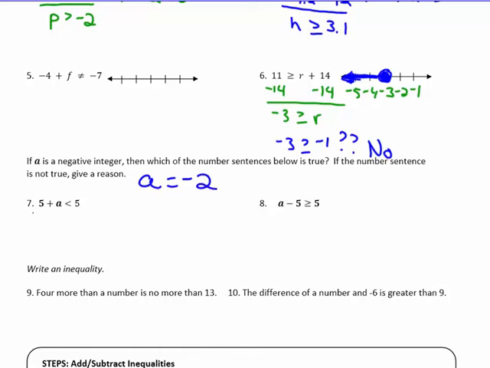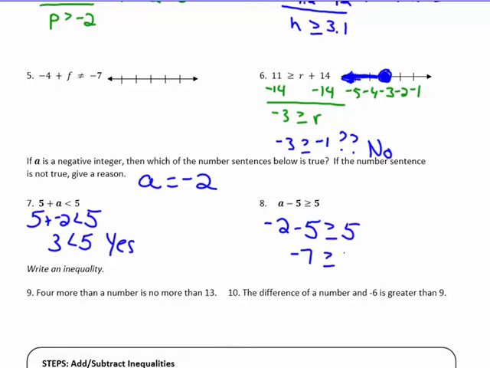So let's see here. If I do 5 plus negative 2 is less than 5. Is that a true statement? Well, 5 plus negative 2 is 3. Is 3 less than 5? Yes. That makes sense. If I come over here, negative 2 minus 5 is greater than or equal to 5. Well, let's see. Negative 2 minus 5 is negative 7. Is negative 7 greater than or equal to negative 5? No. All right, so that is not true.